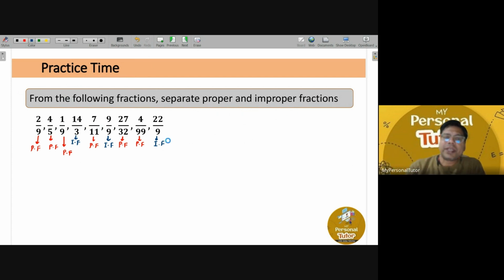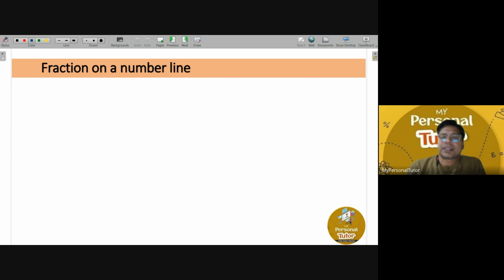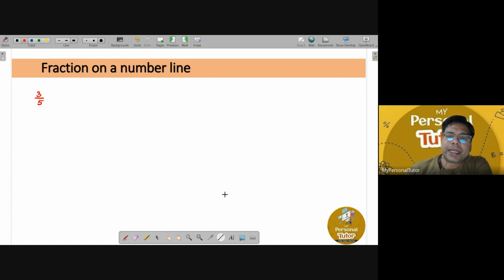The next concept is very important: fraction on a number line. So whenever we have any fractions, for example, let us take any example like 3/5, right? Now these fractions we can represent on a number line as well. Okay, how to represent on a number line? So first of all, we will take a line. Okay, so let us take a line something like this.